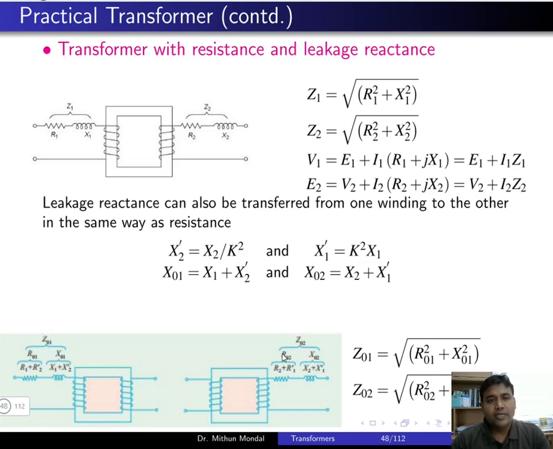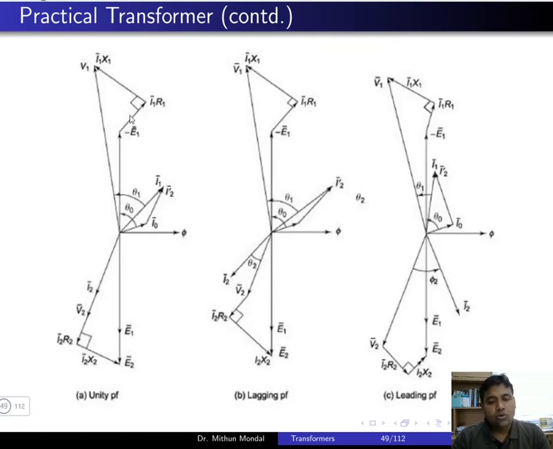Then we can obtain the impedance in the primary side or the secondary side, referred from one side to the other, to find the equivalent impedance of the transformer. So from here on we will start today's class. Due to all the losses that we have taken into consideration for any practical transformer, the phasor diagram of the transformer will improve from what we have discussed for the ideal case.